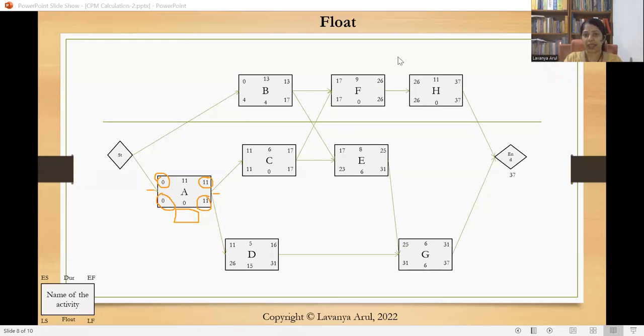So the way we calculate the entire critical path is based on the float values. If you are asked what the critical activities in this project are, look for all the zero float activities. Those are called critical activities. For example, A, C, F, and H have a zero float, so they are called critical activities. Whereas B, E, D, G are called non-critical activities.